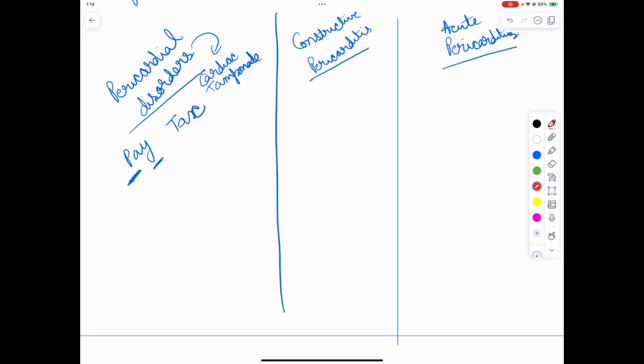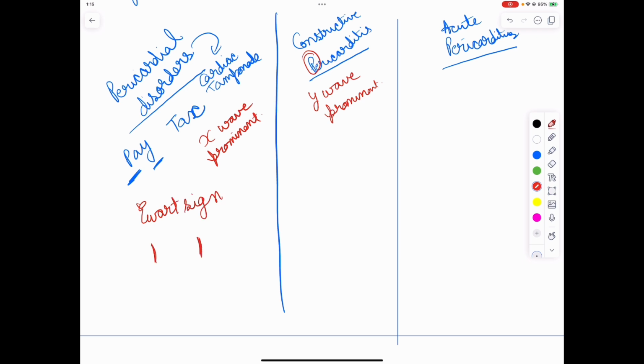That is, in constrictive pericarditis, the Y wave will be prominent, and in cardiac tamponade the X wave. Now in pericardial disease, what we will get is Ewart sign. What is Ewart sign? Suppose this is the scapula from the back side. When we do percussion in between these scapulae on the back side, we will get a region of dullness, and that is known as Ewart sign.